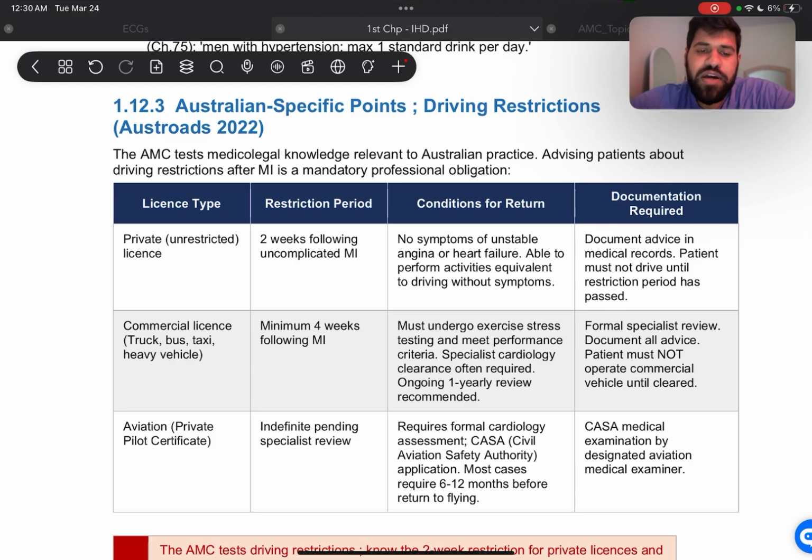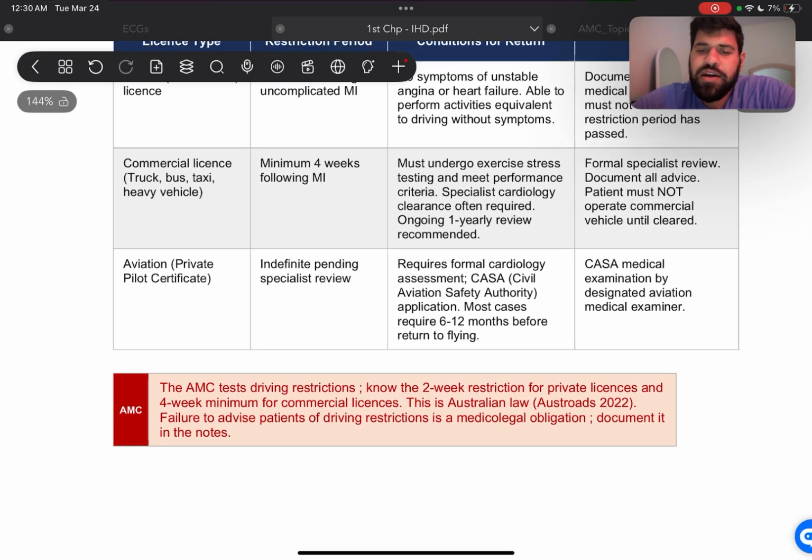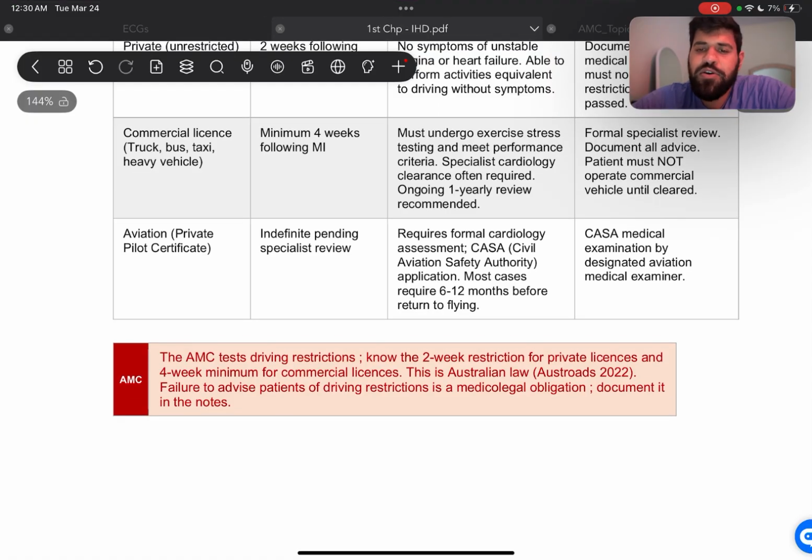Then aviation, private pilot certificate, indefinite pending specialist review. This aviation I've not seen yet. However, it should start coming in the future because it is there in the guidelines now. It requires formal cardiology assessment, a CASA, Civil Aviation Safety Authority application, and they require 6 to 12 months before returning to flight. The examination is going to be done by designated aviation medical examiners. We can't do that for them.